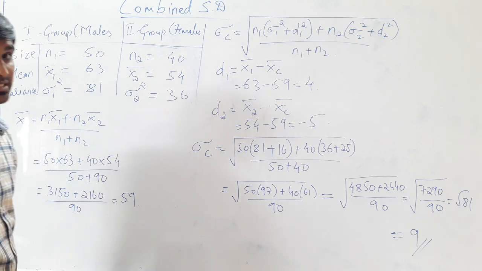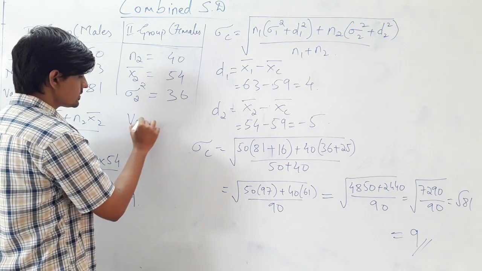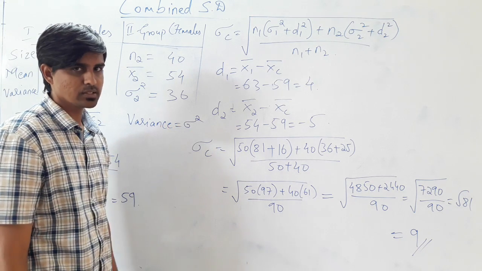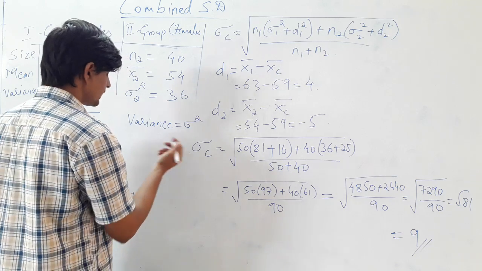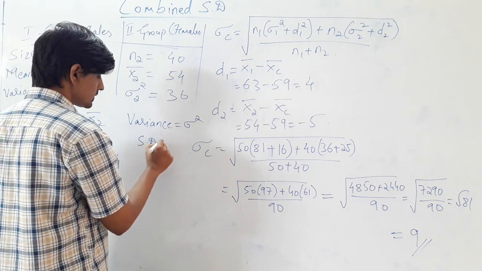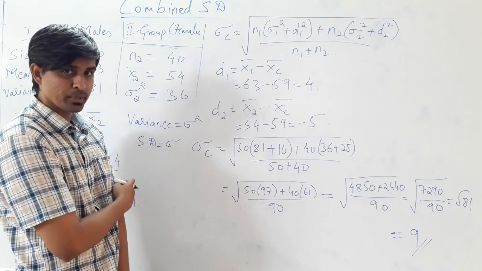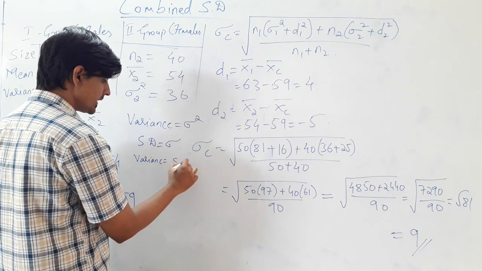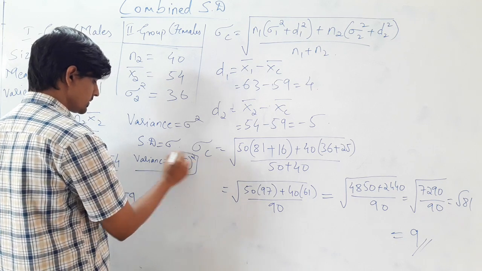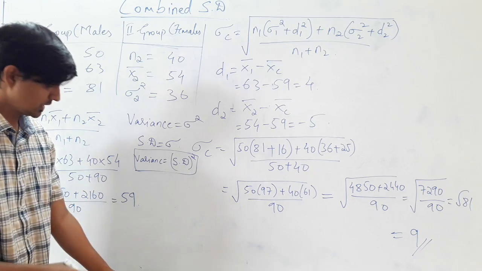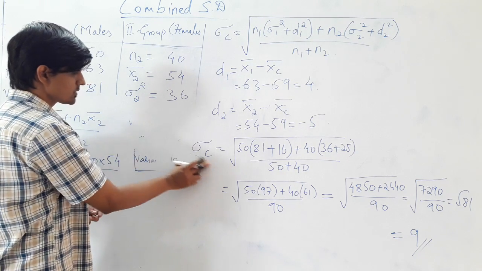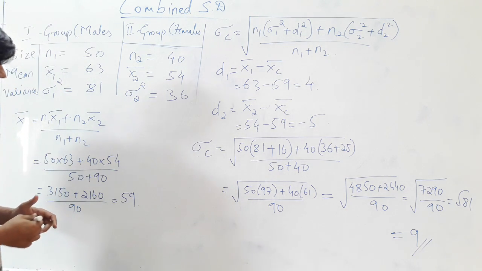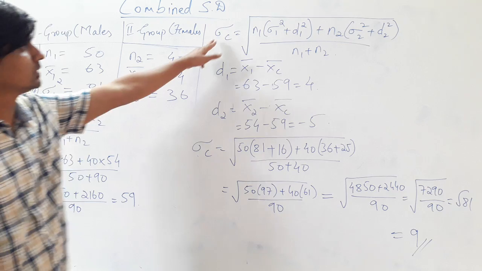Remember, in my previous sum I had said variance is equal to sigma square. Variance means sigma square, so standard deviation means sigma. Standard deviation square means variance. Remember this. I have already explained this in my previous class. Now let's do the sum. We need to find the combined standard deviation.